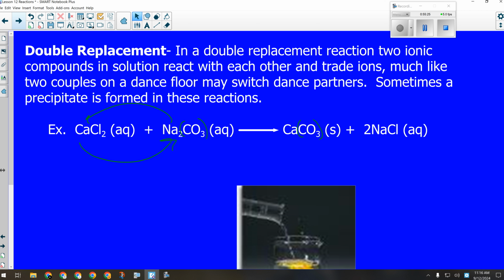Okay, so double replacement reactions are always 2 ionic compounds, and all that happens is you switch the metals, and you've got your new ionic compounds. You have a different metal-nonmetal combination on the other side. All right, questions there?